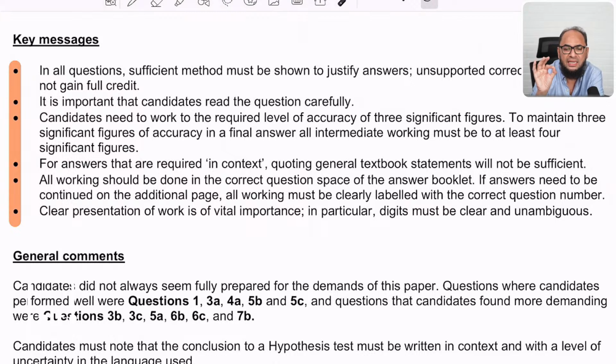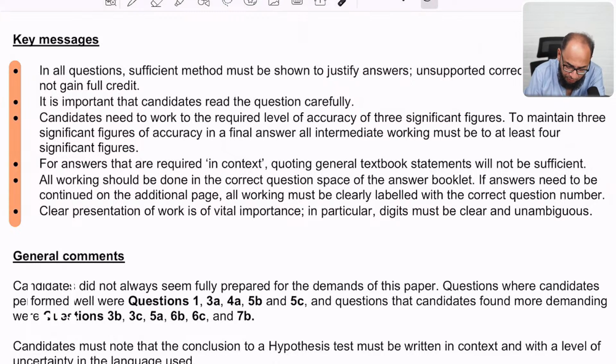All working should be done in the correct question space of the answer booklet. Now, this thing I have not even seen in P1 or P3. This is the first time I'm just seeing it, at least for this year. If answers need to be continued on additional page, all working must be clearly labeled with correct question number. Come on.